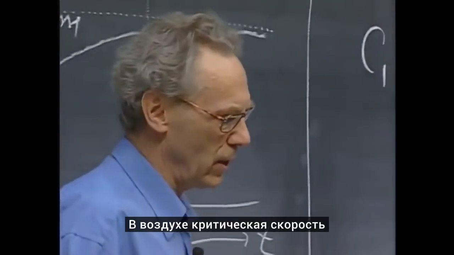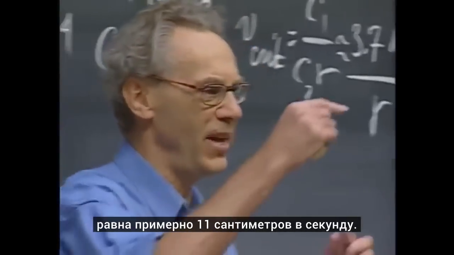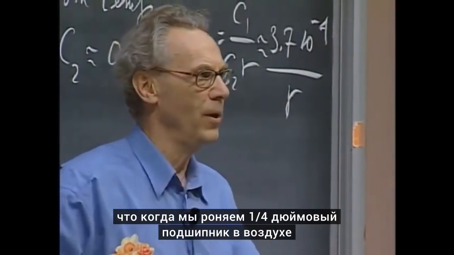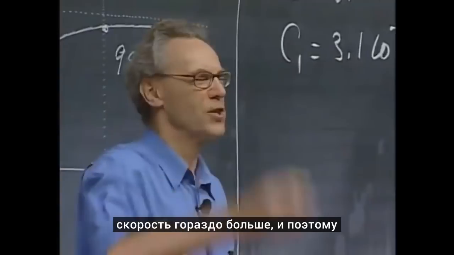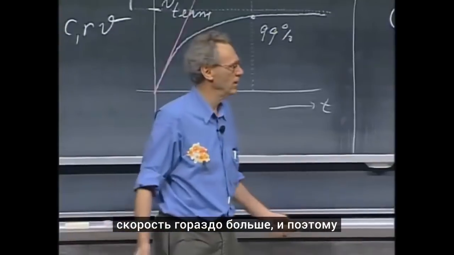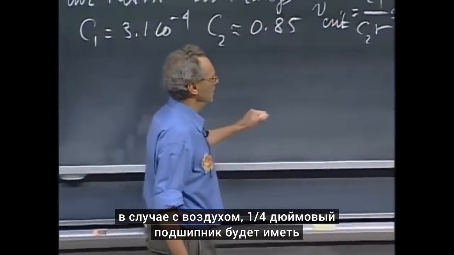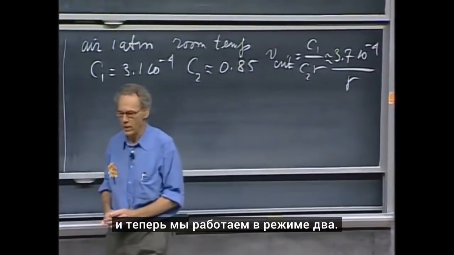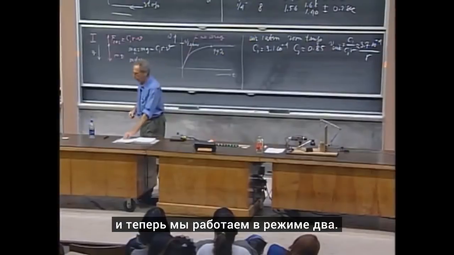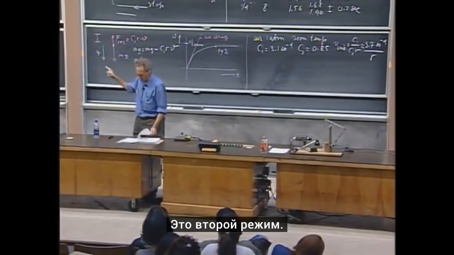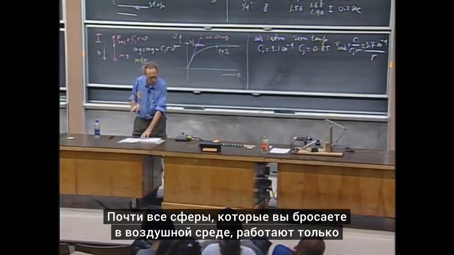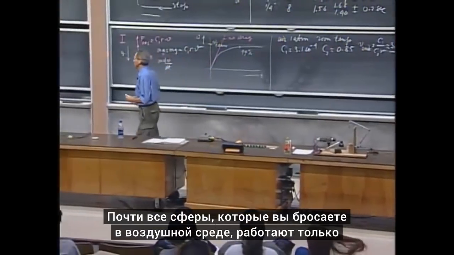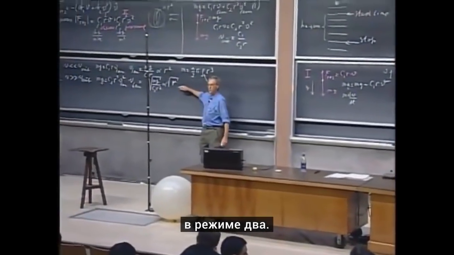Here, in air, the critical velocity is something like 11 centimeters per second. This is 11 centimeters in 1 second. And we know when you drop a 1/4 inch ball bearing in air that the speed is way larger. And therefore, in the case of air, a 1/4 inch ball bearing would have a speed way above the critical speed. And so you are now exclusively in regime 2. That's the regime 2. Almost all spheres that you drop in air operate exclusively in regime 2.